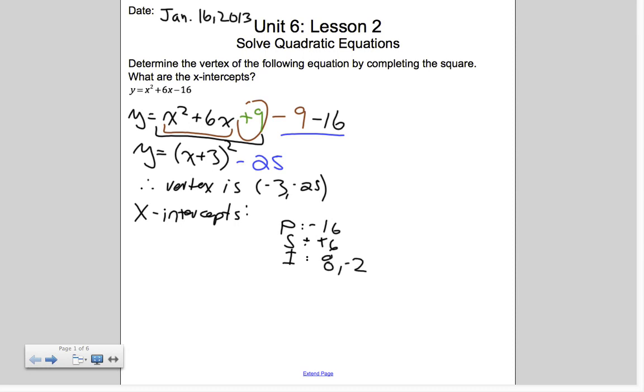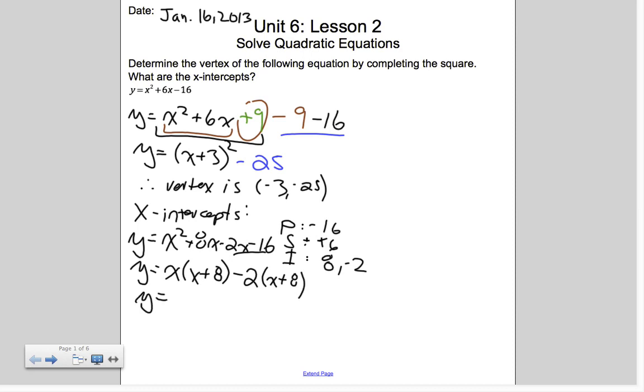So we can factor this as y is equal to x. Let me do it by decomposition. So x squared plus 8x minus 2x minus 16. I have x squared, so I can pull out x here, I get x plus 8. I'm going to pull out -2 out of this part. Get x plus 8 over here as well. So finally we get (x plus 8)(x minus 2). So that's our equation in factored form.